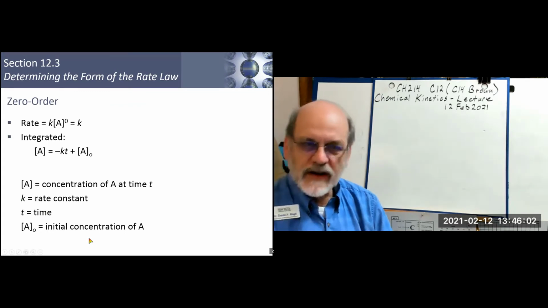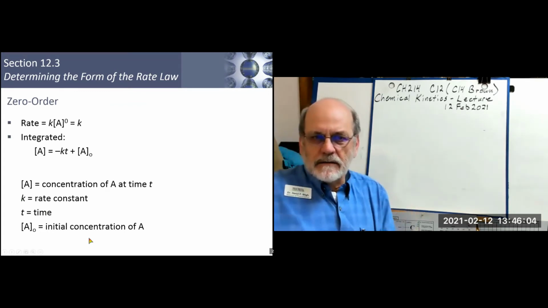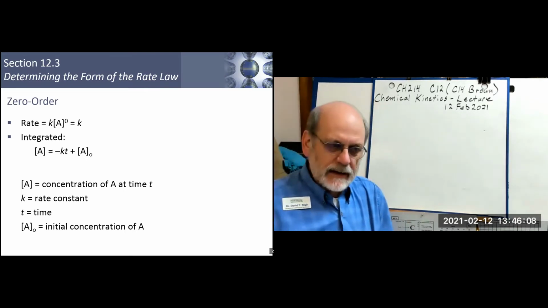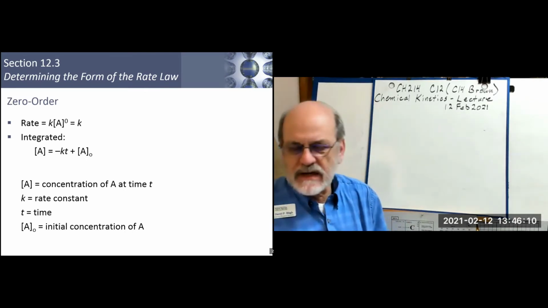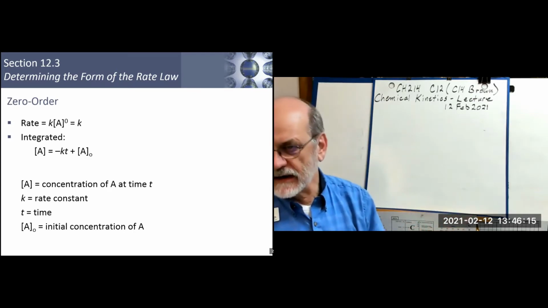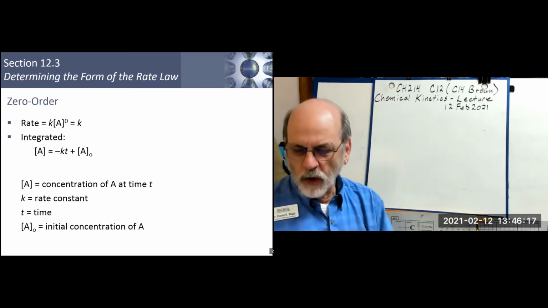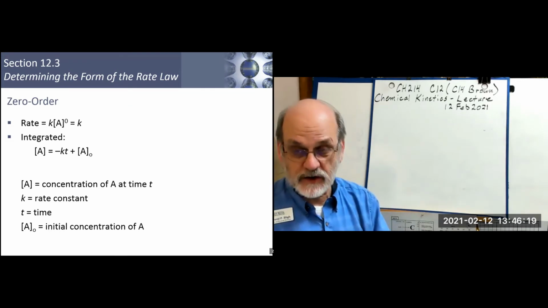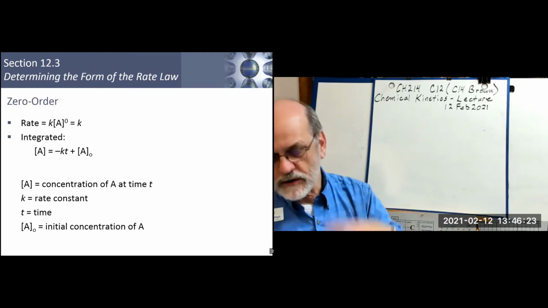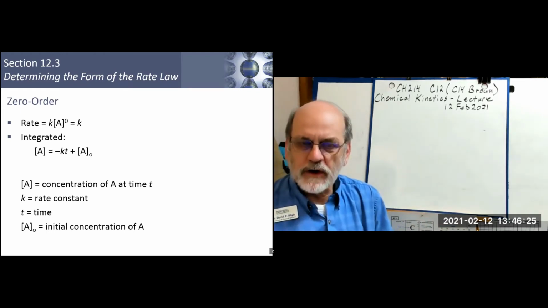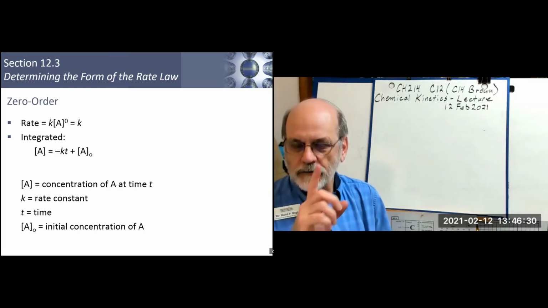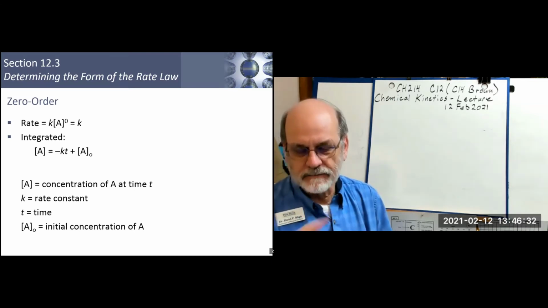Okay. So now we're going to talk about how to distinguish orders of reactions. There can be a whole host of orders of reactions. If you have one reactant, or if you have two reactants, it gets complicated. If you have three, it gets really complicated, higher orders. So what we're going to do is focus on the three most common orders for individual reactants.